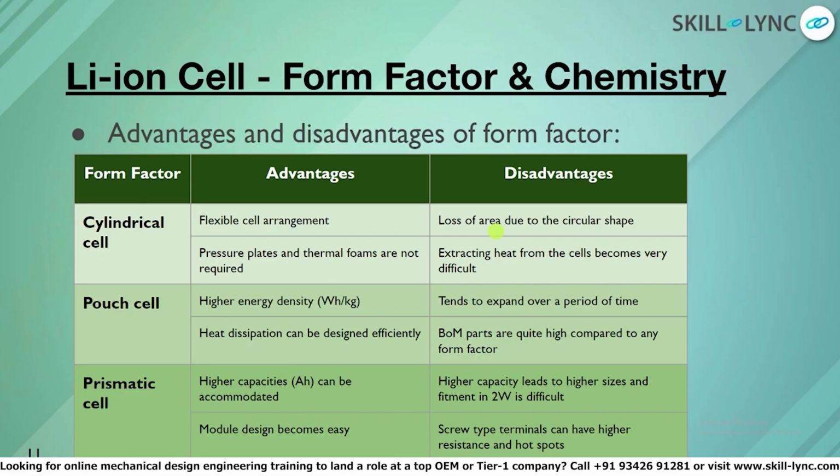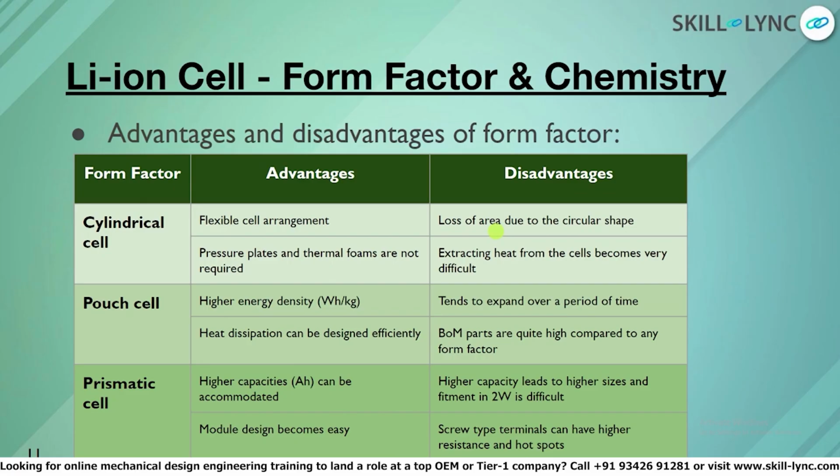So that is one advantage. And also, a very thin enclosure material is used around it as an enclosure sheet, which makes the cell a little bit lighter when compared to the SS can or aluminum can of a prismatic cell. Hence you get higher energy density, which is watt-hours per kg. Now this is how you get some benefits in a pouch cell. But it's not just that.